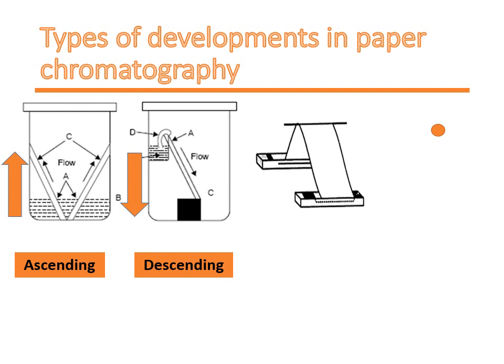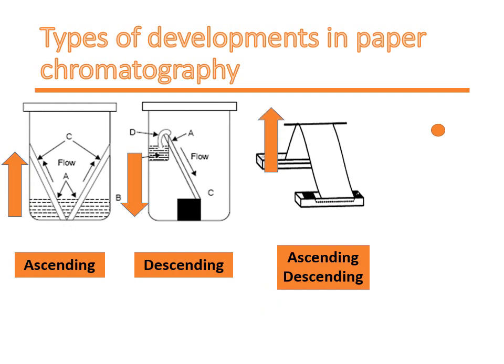Now here the mobile phase travels in the directions indicated. You can see the mobile phase first travels in the upward direction and then it travels in the downward direction. This is called the ascending descending technique, where the mobile phase travels in ascending as well as descending directions. The last type of chromatographic development is circular chromatography.